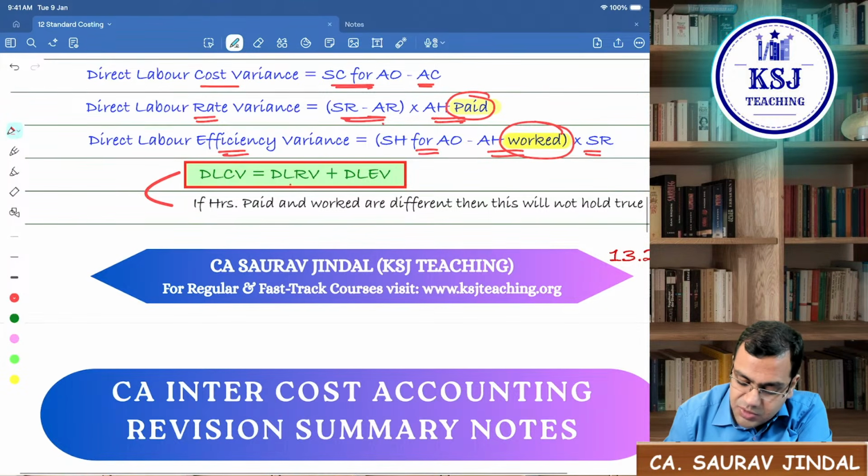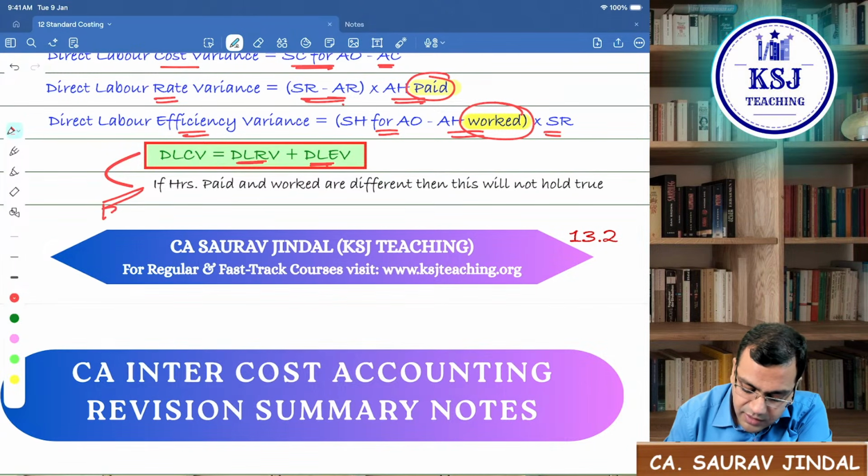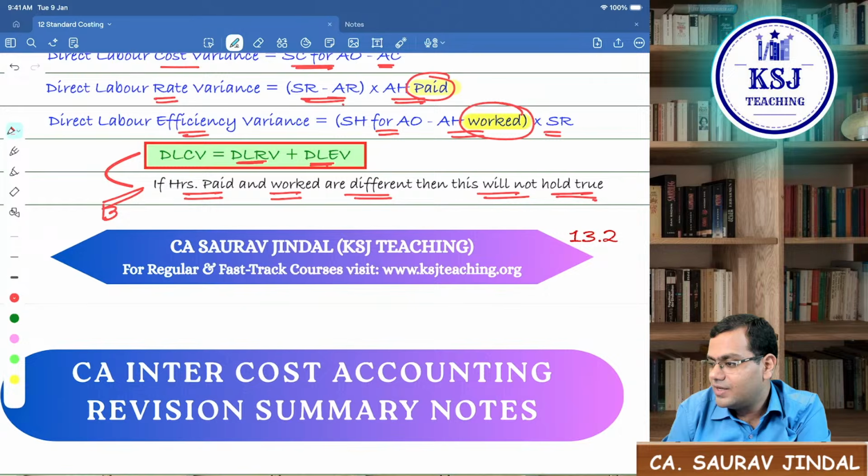So cost variance is because of either the rate or efficiency. But this line is very important: if the hours paid and hours worked are different, then this will not hold true. Then your cost variance will not be equal to your rate and efficiency variance. This you have to remember. So this is your cost, rate and efficiency variance.